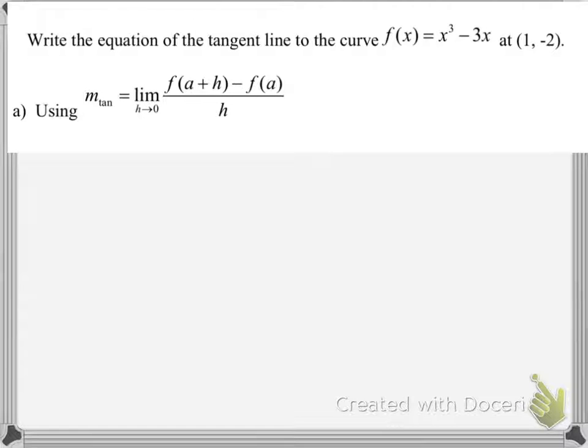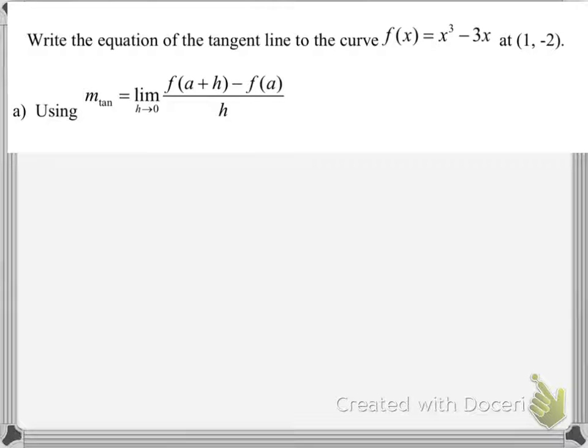In this video, we want to write the equation for a tangent line to the curve f of x equals x cubed minus 3x at the point 1, negative 2. And we're asked specifically to find the slope of the tangent line using the limit definition: the limit as h approaches 0 of f of a plus h minus f of a divided by h.